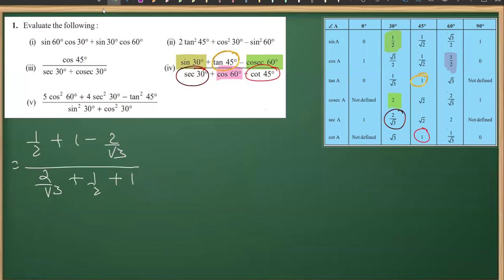Now, next I'm going to take the LCM both in the numerator and denominator. I can do it here. That's enough space. Now I'm taking the LCM here. So if I take the LCM, what is it? 2 root 3. So this will come as root 3 times 2 root 3, and minus 2 into 2. That should give you 4.